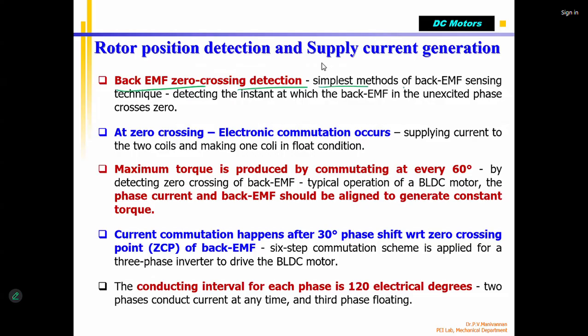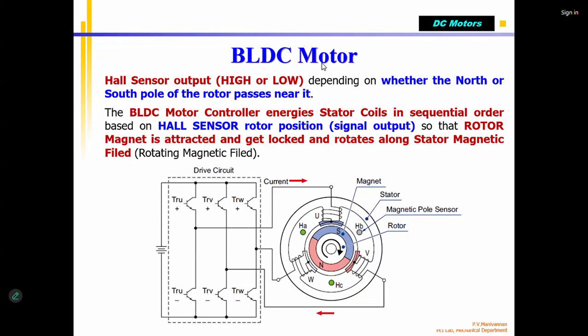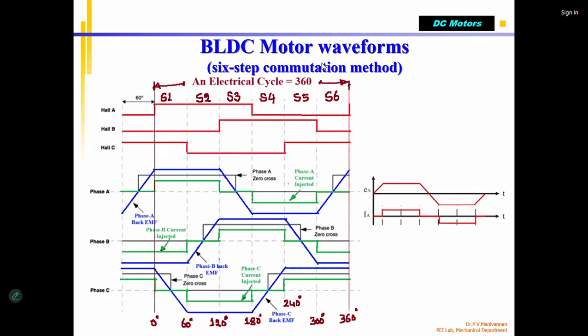Okay. The simplest method for back EMF sensing is detecting back EMF in the individual unexcited phase. We are going to see that. At zero crossing, the electronic commutation occurs. Let me go to the waveform, then you will understand. Please see this waveform. I'm explaining both with this one. One is Hall effect also.